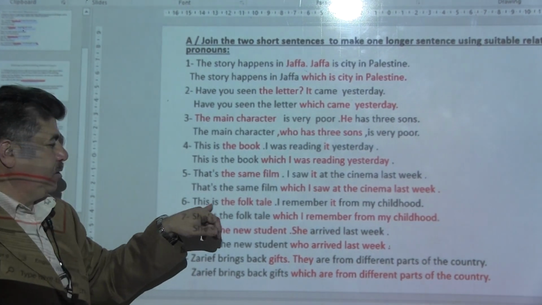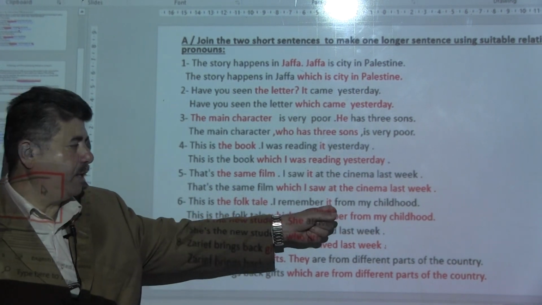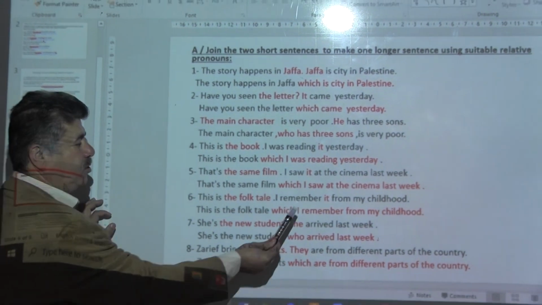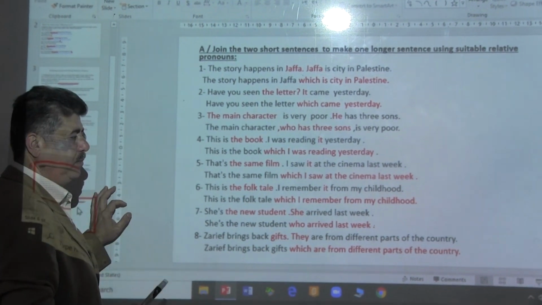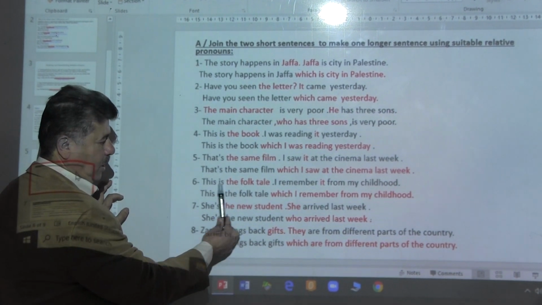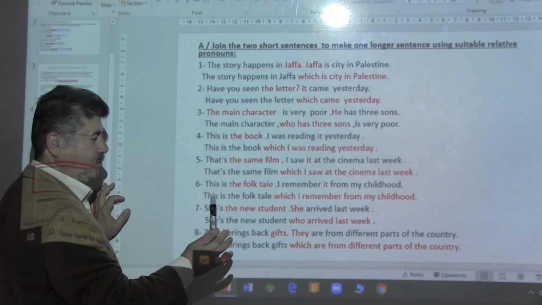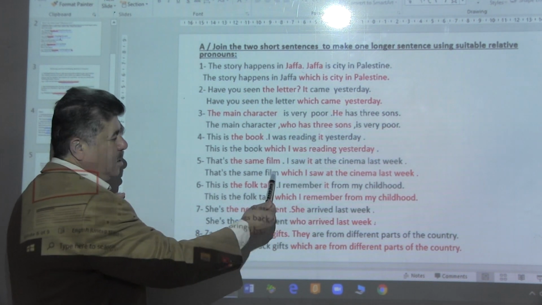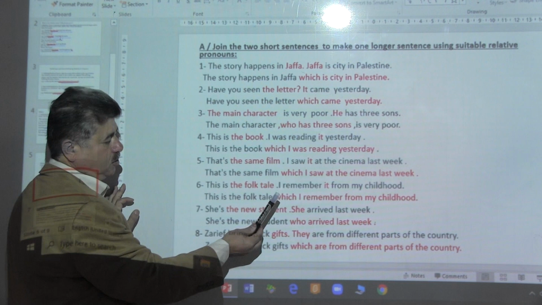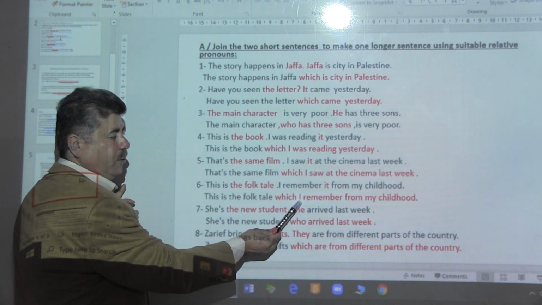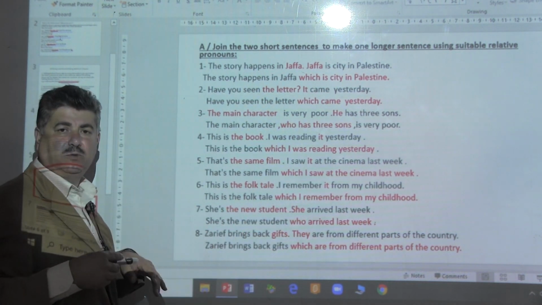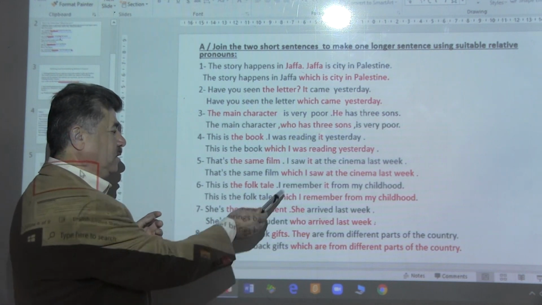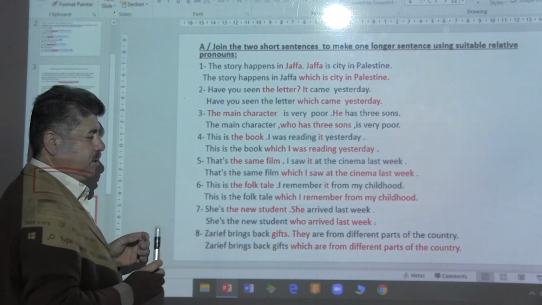Number 6: this is the folk tale. I remember it from my childhood. It here refers to the folk tale. So this is the folk tale, the first sentence as it is. I delete it and replace it with which because we are talking about things. Then you continue your sentence as it is. Notice which here is followed by a pronoun. This means that we are talking about an object relative clause, I can delete it. I can take it out.